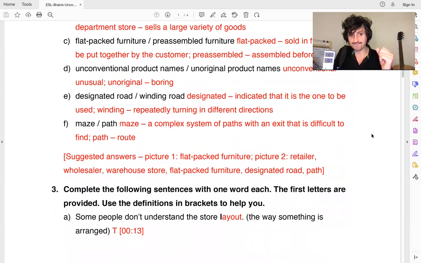Okay, so here we have the store layout. Some people don't understand this. Now, this is the way something is arranged. It's the store layout.